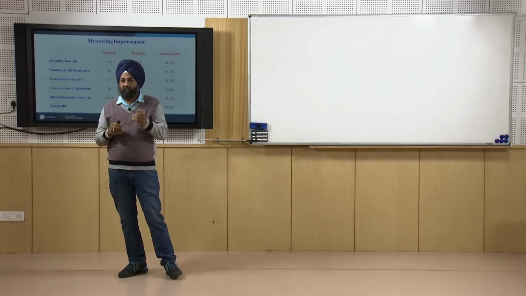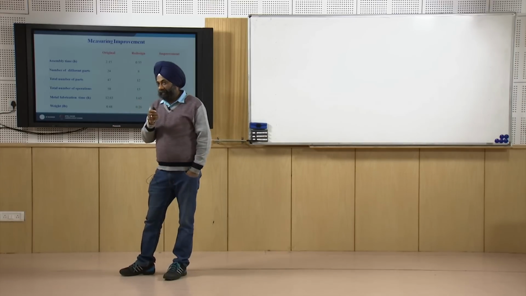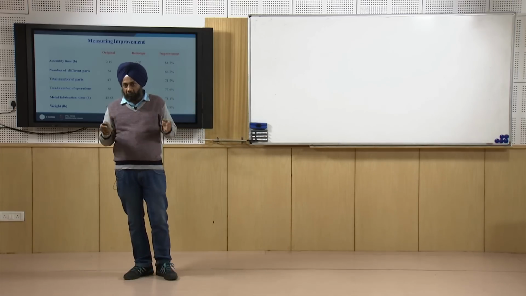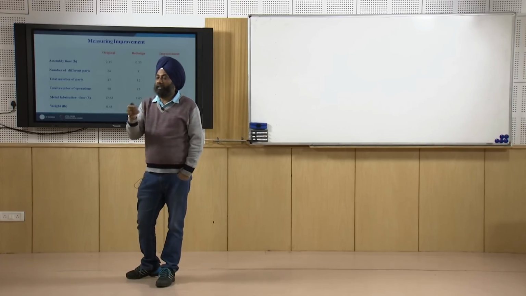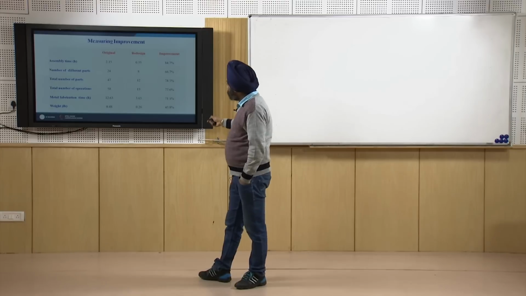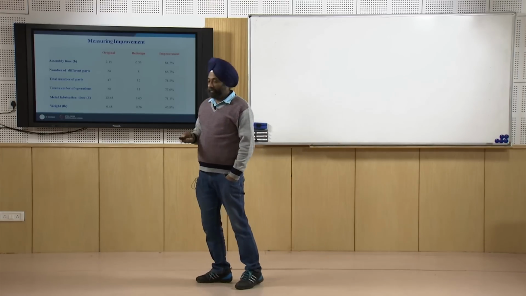a minimum number of fasteners, and a redesigned part with this guideline: simpler, easy to assemble, top down approach, minimum number of fasteners. So if we follow DFA guidelines, or design for assembly guidelines, you can see for yourself what can be achieved, or what is the order of improvement that we can achieve.